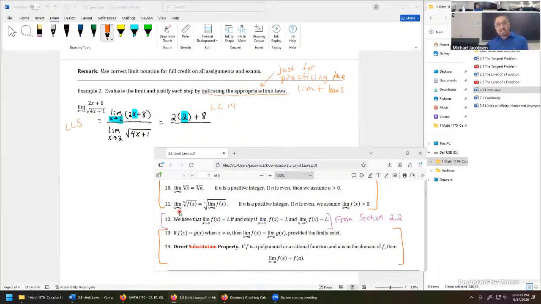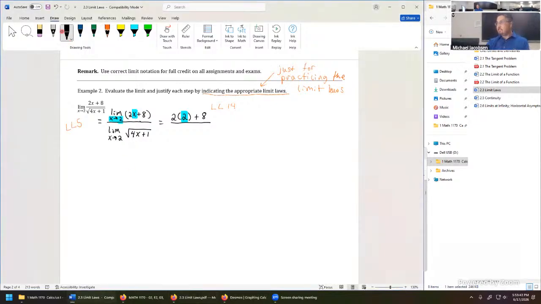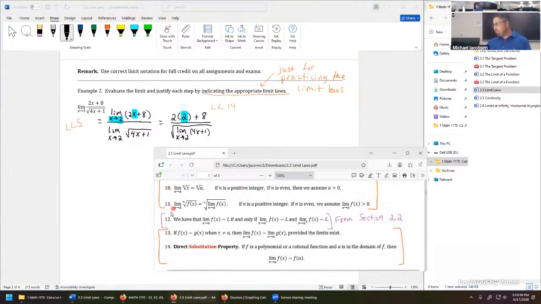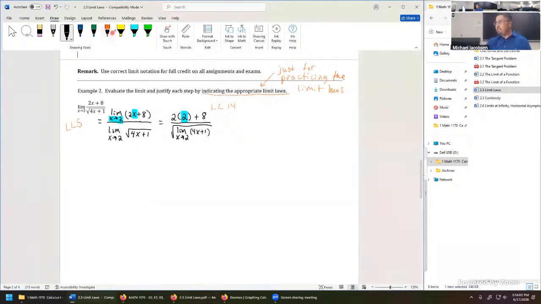And so limit law 11 says, for the punchline, the limit on the outside commutes inside the root, the square root for this example. So we can rewrite this whole thing as a more gigantic looking square root of the limit as x tends towards 2 of the function 4x plus 1. I think that was limit law 11. So limit law 11 used once again. Gives us that as a result.